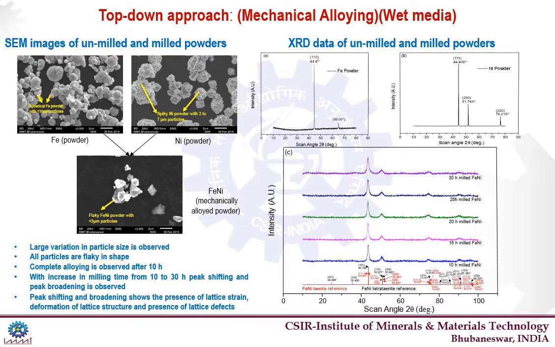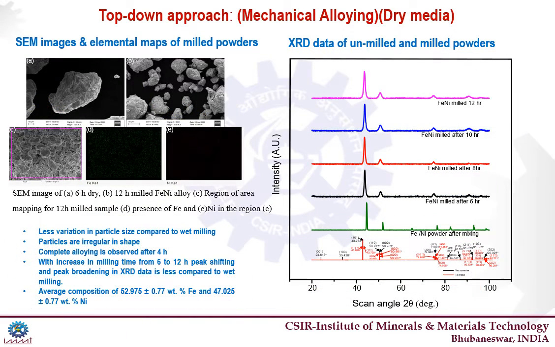We did wet milling of FeNi to form FeNi alloy in the submicron range. We obtained FeNi alloy, but the shape of the particles was flaky. Also, we found lattice distortion in the alloy. There was also large variation of particle size and composition in the wet milled sample. We did dry milling. Here we obtained particles of more irregular shape than flaky, and the distribution was also more even than the previous experiments.